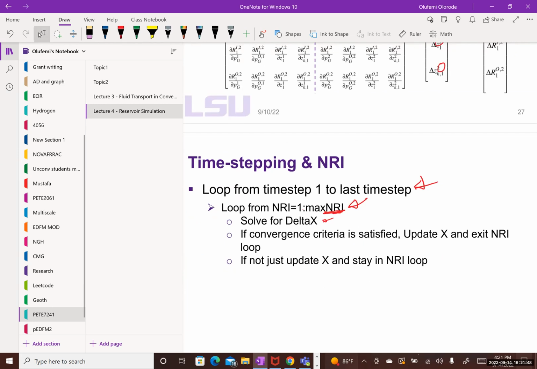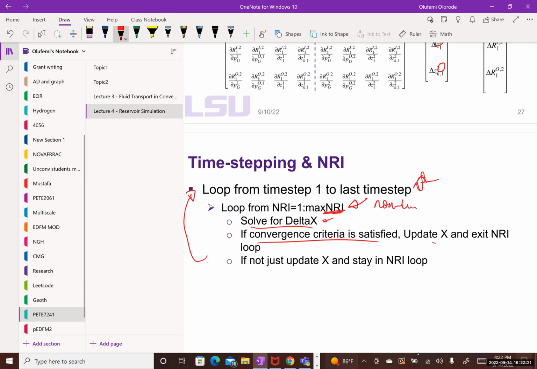And this is what I've talked about before. The loop from 1 to the last time step. And inside that is your non-linear iteration, which is Newtonian iteration in this case. There are other methods, other than Newtonian method, but in reservoir simulation, everybody uses this Newtonian method. So for delta x, if it converges, you are done. So you get out of this inner loop and you move to the next time step. If it doesn't converge, you repeat the inner loop until it converges.